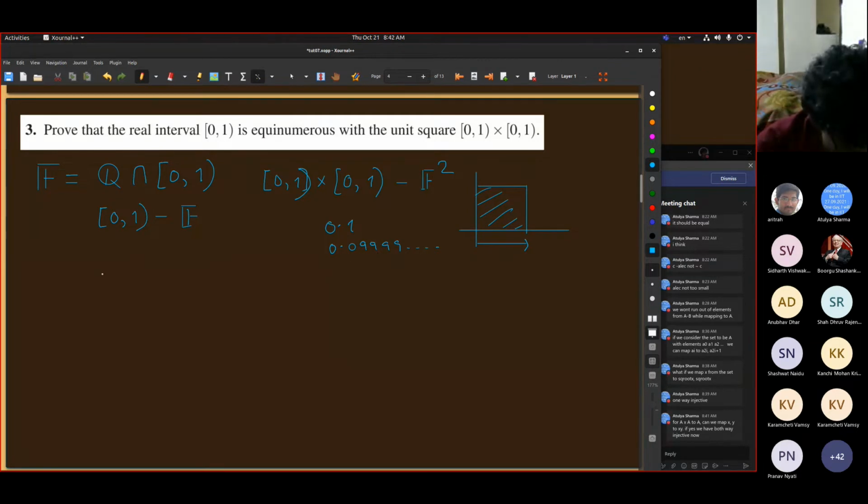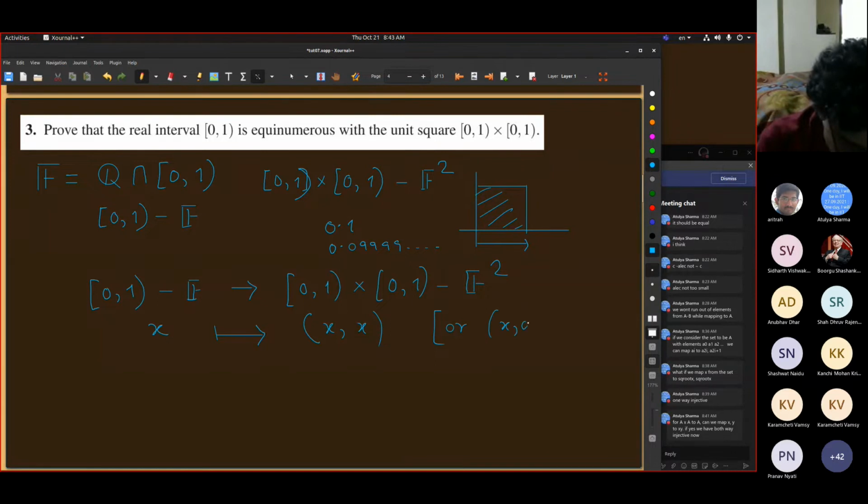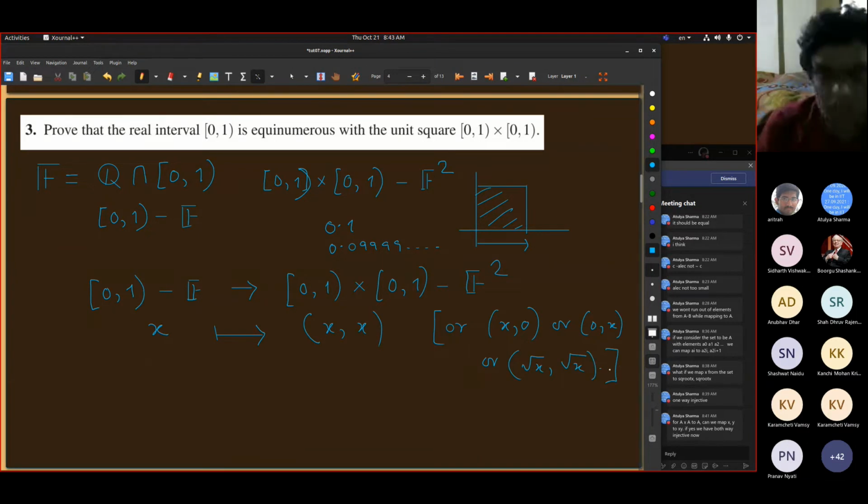Okay. So first of all, I will establish that this set and this set are of the same size. One-way injective map from this to this: simply take x going to anything, maybe like (x, x), or even (x, 0), or (0, x). Or somebody suggested this, (square root x, square root x). This is also fine. And so on. These are all injective maps.